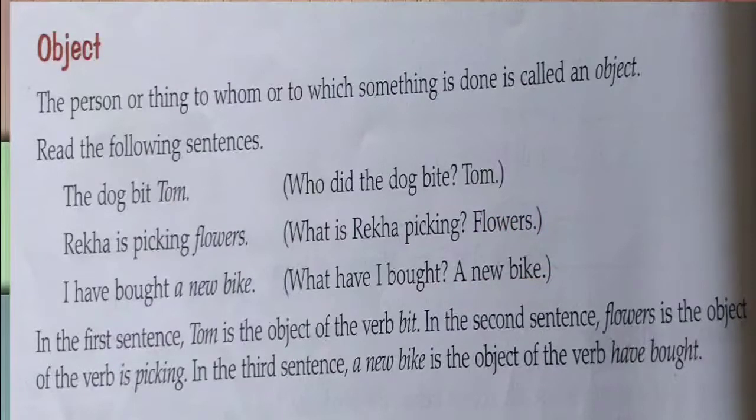A new bike. In the first sentence, Tom is the object of the verb bit. In the second sentence, flowers is the object of the verb is picking. In the third sentence, a new bike is the object of the verb have bought. So here Tom, flowers, a new bike, the three are objects in these three sentences.